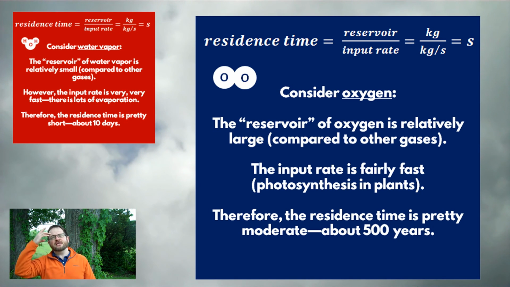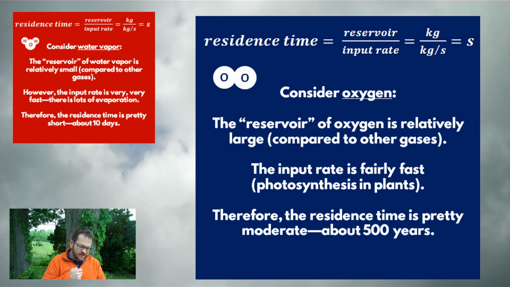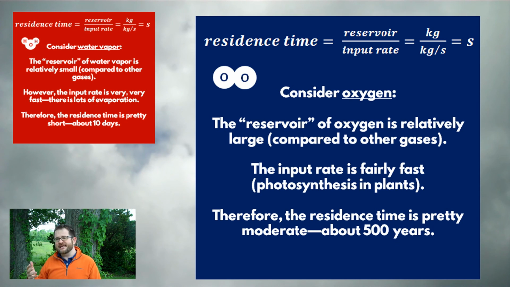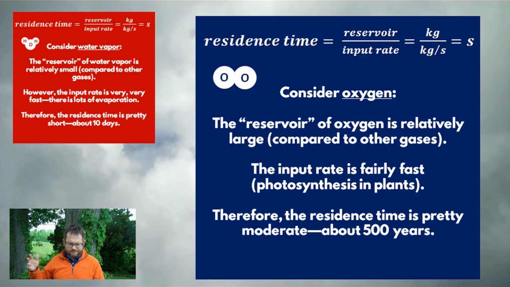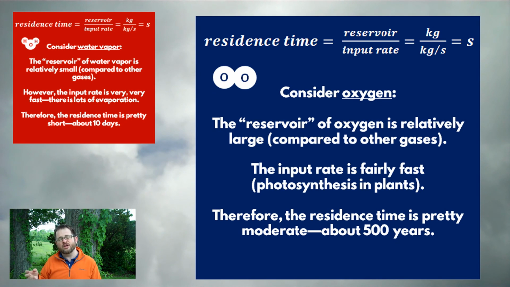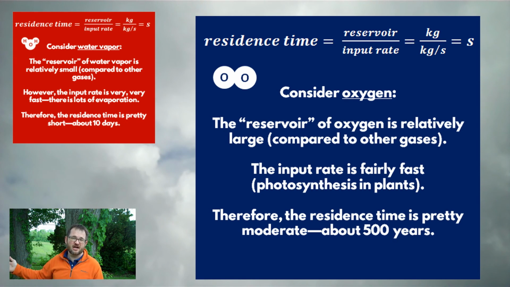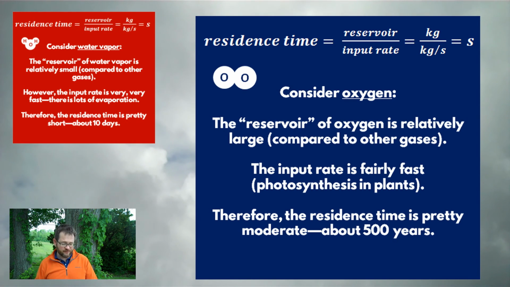On the other hand, let's consider the example of oxygen. Now, oxygen is another gas in the Earth's atmosphere. This gas has a relatively large reservoir. We're going to see in a little bit that about 21% of the Earth's atmosphere is oxygen. That's a lot of tons. I mean, that's billions and billions of tons of oxygen out there in the Earth's atmosphere.